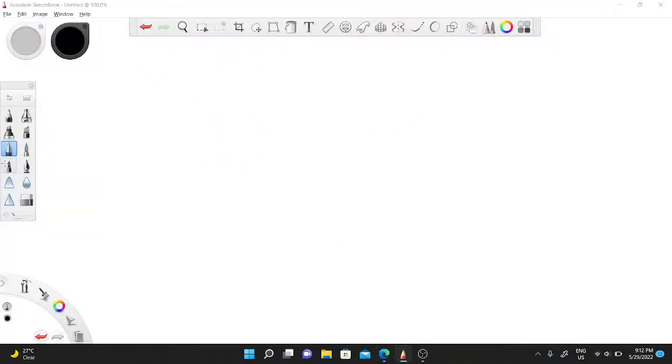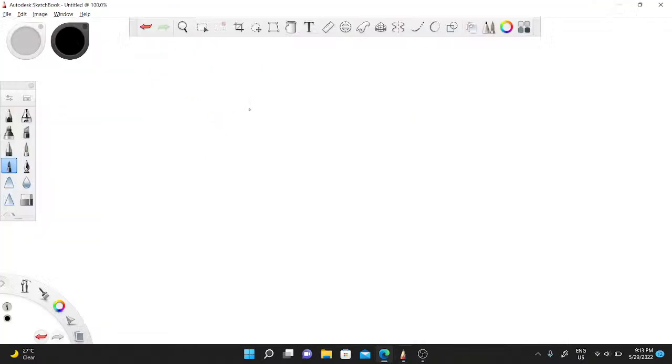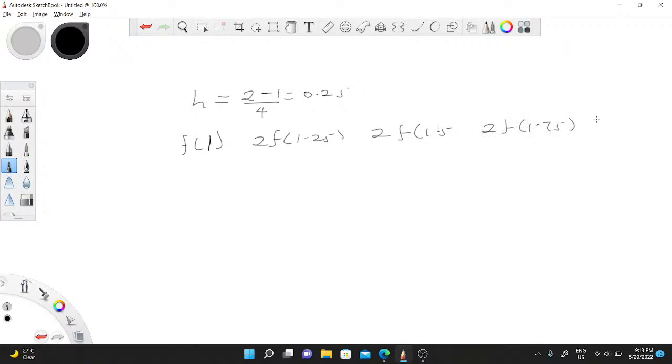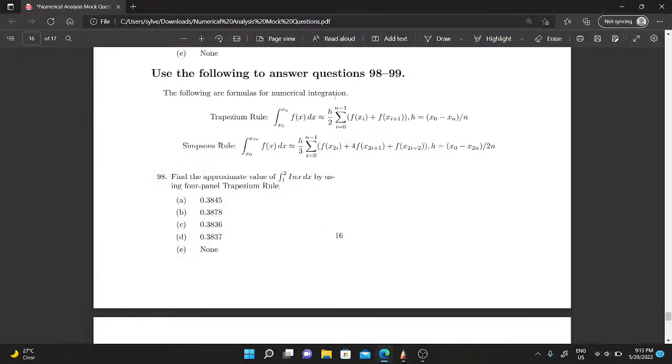For the trapezium, you know that this is from 1 to 2, and you said 4 panels, so that means our h should be 2 minus 1 all over 4. That means we use an h of 0.25. If our first value is f of 1, our second value will be 2 times f of 1.25, our third value will be 2 times f of 1.5, then 2 times f of 1.75, and finally f of 2. Like I said, this is 4 panels, which means there should be 5 expressions. So this plus this plus this plus this. And your f of x is given as ln x, so you can do your trapezium rule.